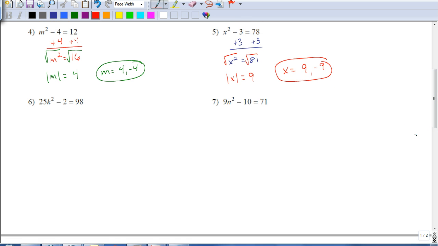Let's look at the last couple. Let's look at number 6. Each of these, as you notice, we're adding more and more pieces to it. This time we have a number in front of the k squared. Again, our goal is to get the k squared, or our variable, all by itself, including the 25. But we follow the reverse of the order of operations, remember? So I start out by adding or subtracting anything. So I start out by adding 2 to both sides.